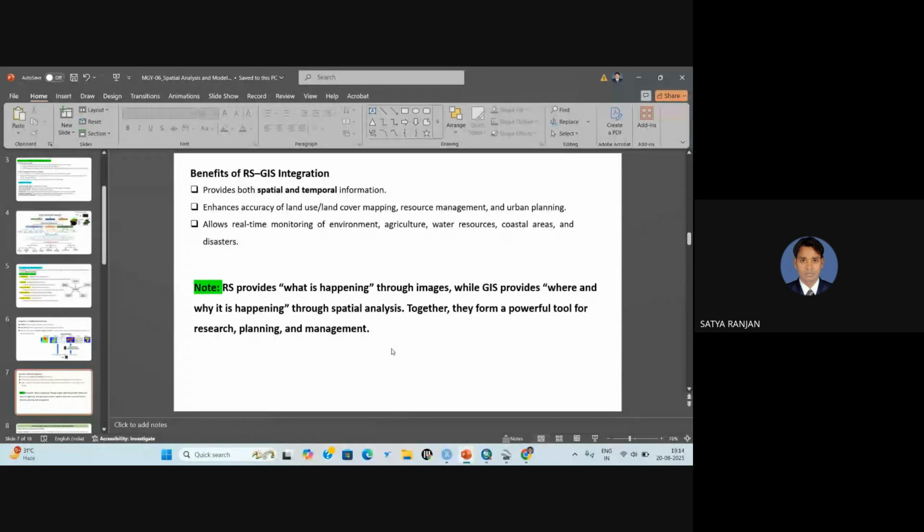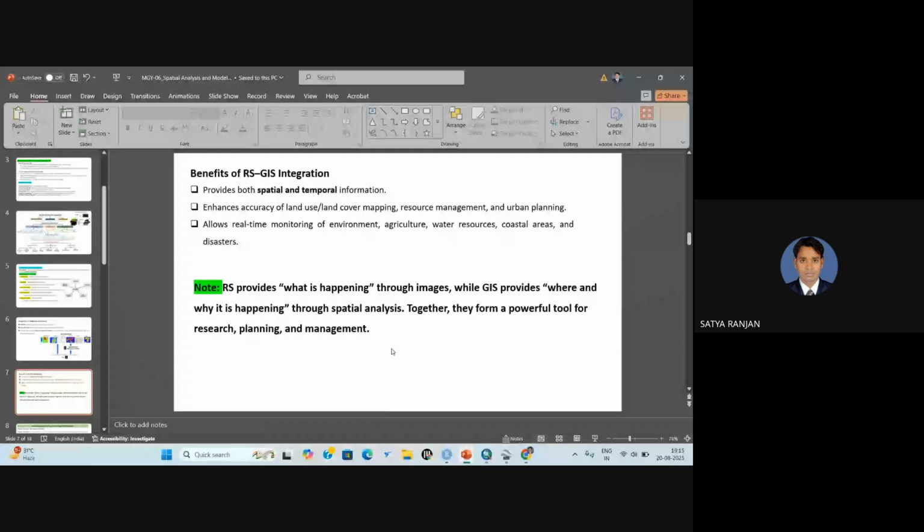So generally, RS, that is remote sensing, provides what is happening through the image. So what is the current pattern of the image? What is the present situation in the satellite image? It shows in the remote sensing data, while GIS provides where and why it is happening. So these questions are answered by GIS through spatial analysis.